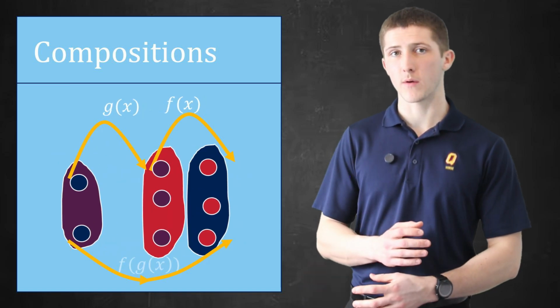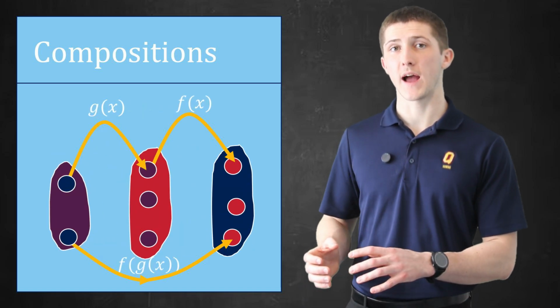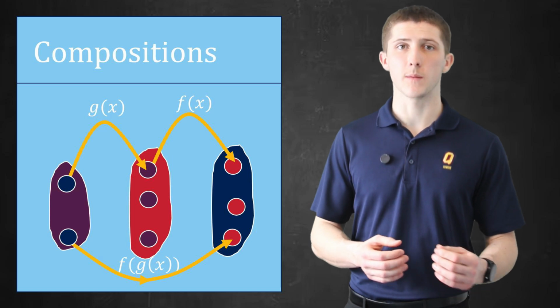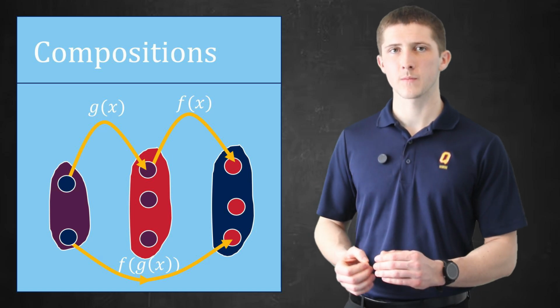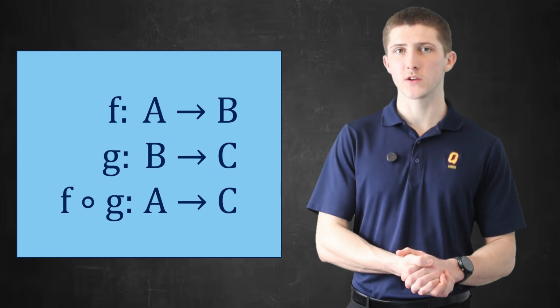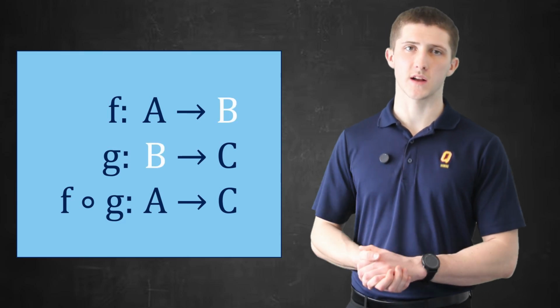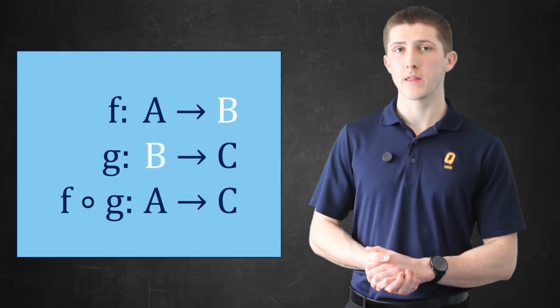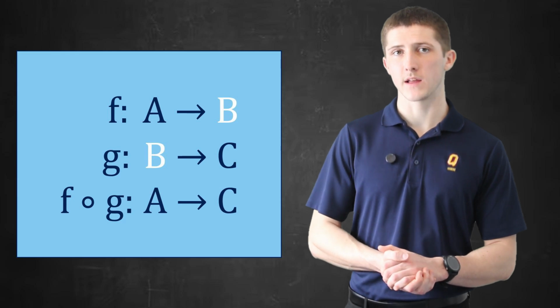We can also do it the other way around. If we take the output of g as the input of f, then we would have the composite function f of g of x. The key requirement for composite functions is that the target set of the first function must match with the domain of the second function, since to apply the mapping, its inputs need to be valid.